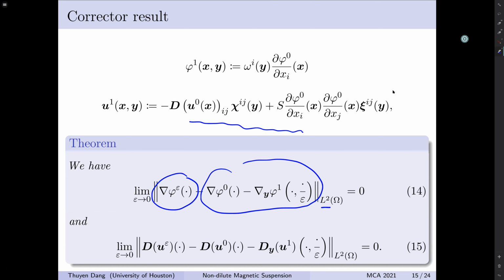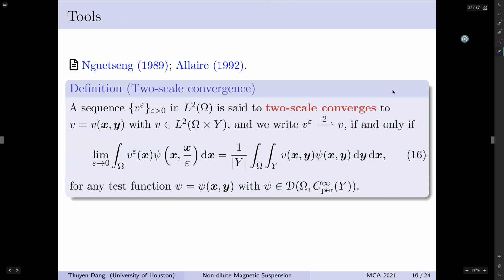Okay, so now let me go over the strategy of our proof. Our proof employed the notion of two-scale convergence. Two-scale convergence was introduced by Nguetseng and others. The main point of this convergence is to capture the oscillation of the sequence by introducing another small-scale variable y.